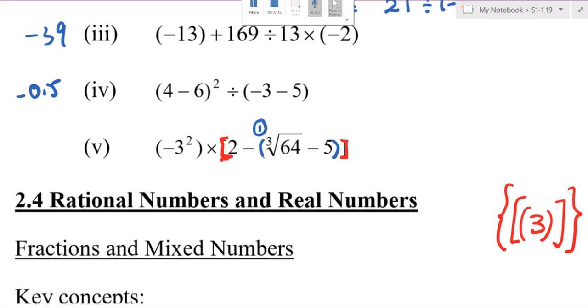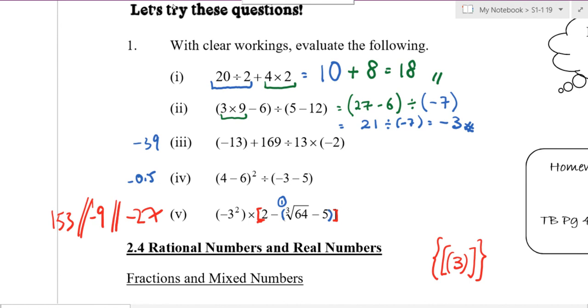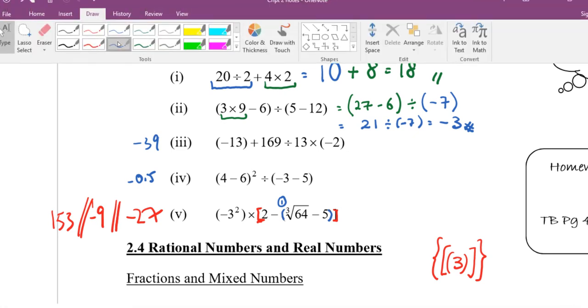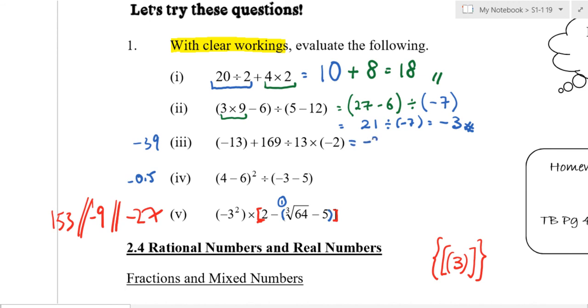Okay, part 4. Now, can you highlight the word "with clear working"? Everyone highlight. I show you the wrong one. Okay, can I check? Everyone, do you get negative 39? Yes. Okay, how many of you wrote "equal minus 39"? Do you write this? No. Anyone? If you do this, in the exam, 0 marks.